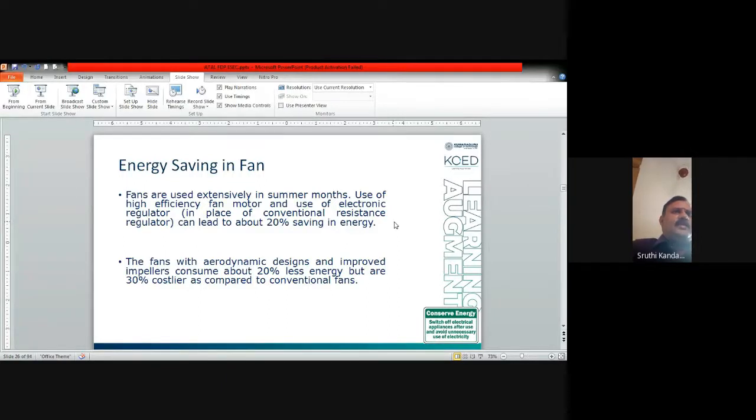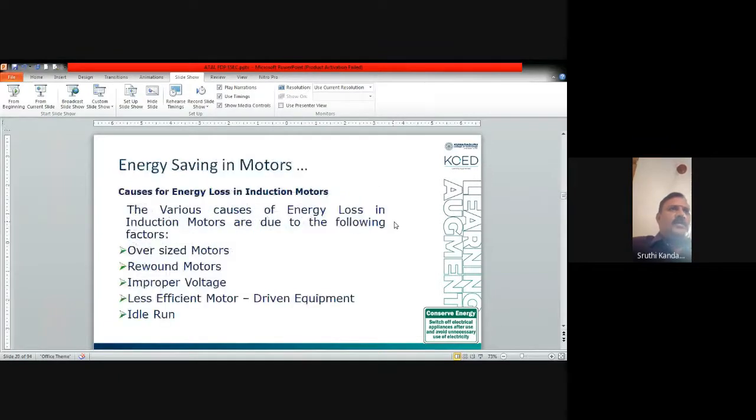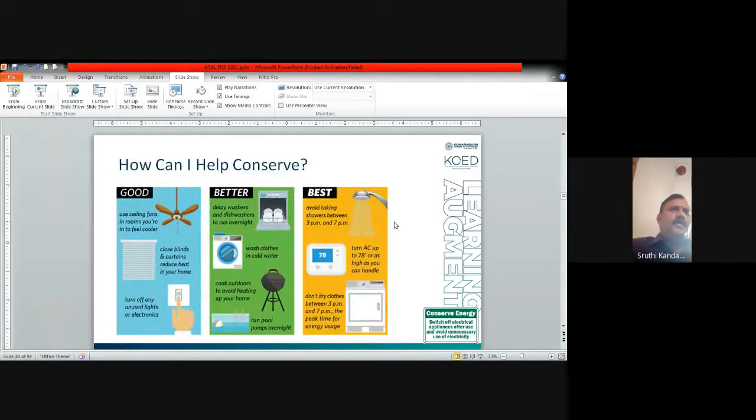Next one is, compared to the table fan and the ACs, we can use the ceiling fan. Next one is the curtains. The curtains can be open, the windows. Then you can turn off your switches, lamps, and any electrical products while you are away from the room. So this is a good habit of energy conservation.